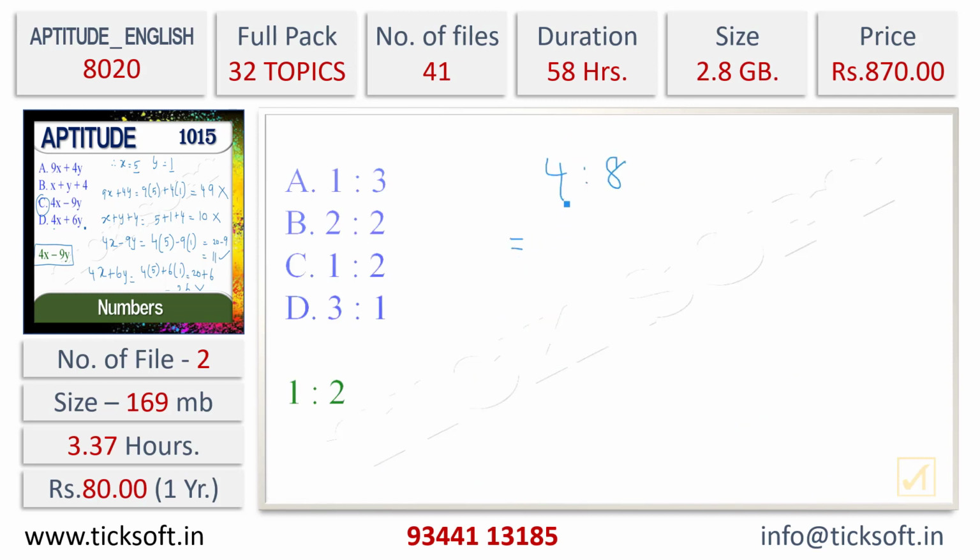So now this implies what? Now these two terms have the common factor 4. So if we divide these two values, then we will get 1:2 as the required answer. So therefore out of these four options, option C, 1:2 is the correct answer.